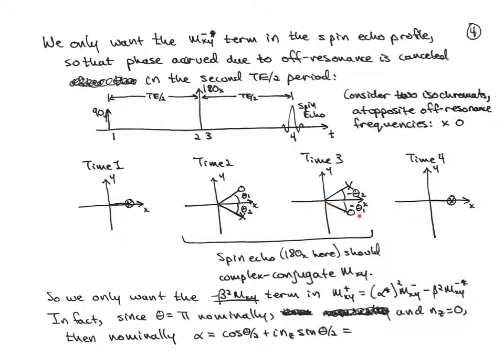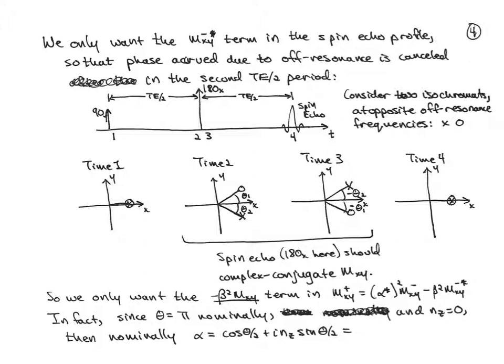And likewise, the circle vector here is going to experience theta 1 phase going this direction, so it's going to move back up to the x-axis as well, so that they'll be in phase at time 4 when we care about sampling the signal, getting high signal back. So out of the spin echo expression, we only want the minus beta squared times Mxy term in Mxy plus equals alpha squared times Mxy minus beta squared times Mxy minus. We only want this term to be left over.